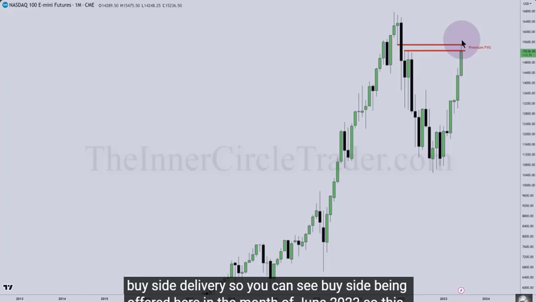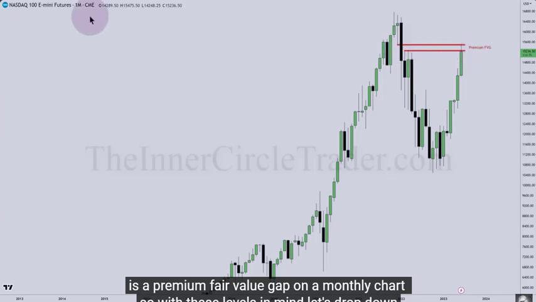So you can see buy side being offered here in the month of June 2023. So this is a premium fair value gap on a monthly chart. So with these levels in mind, let's drop down.